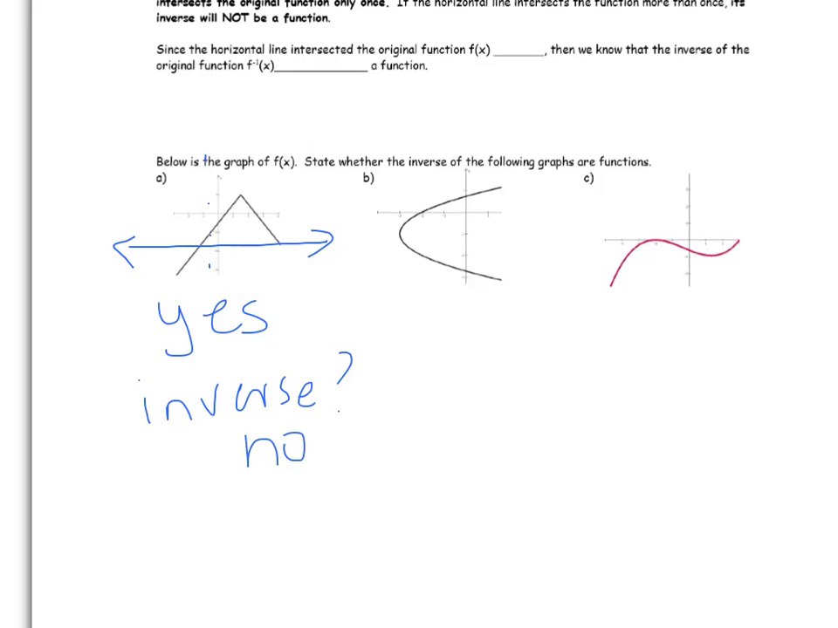In this case, for B, the original is not a function. If I draw a vertical line through, it passes more than once. But if I look at that and say that we want to talk about its inverse, any horizontal line I draw here is only going to pass through once, so yes, the inverse will be a function. I don't even need to graph it. I know that it will be a function.